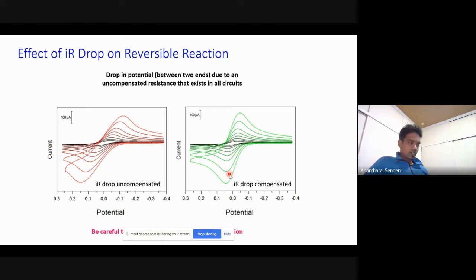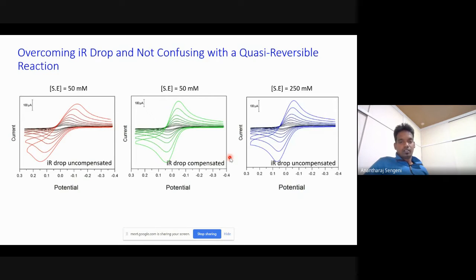I mean, the peak position, peak potential will not be constant, because of high scan rate and the influence of double layer capacitance. So how can you avoid this issue? Actually, you can increase the supporting electrolyte concentration.